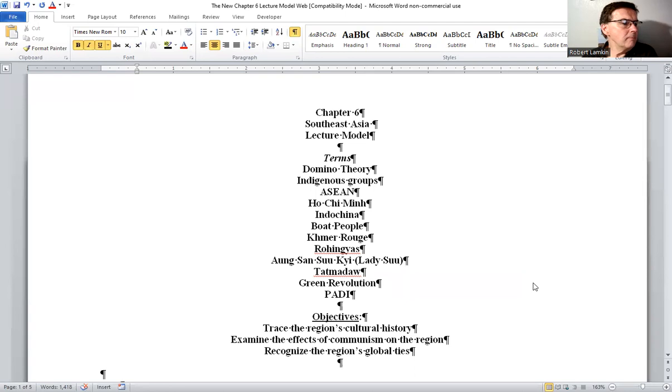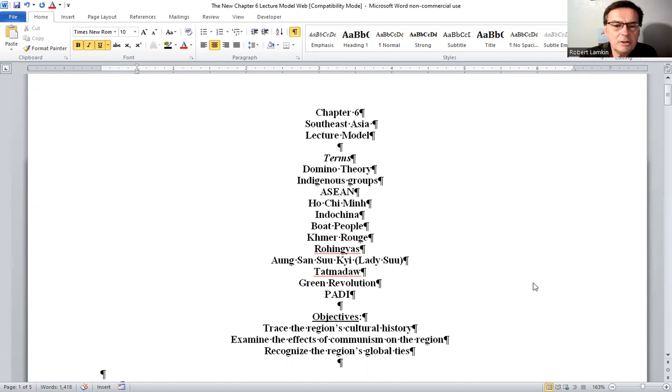So let's get the screen sharing up, and there we go. Go through the regular drill here. Major heads up terms. Domino theory. This was the idea during the Cold War, an American foreign policy philosophy that if one country fell to communism, the whole region would probably fall like dominoes. Hence the reason why we're in Vietnam.